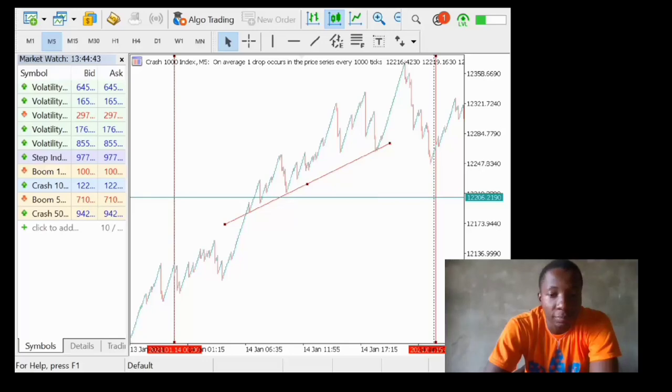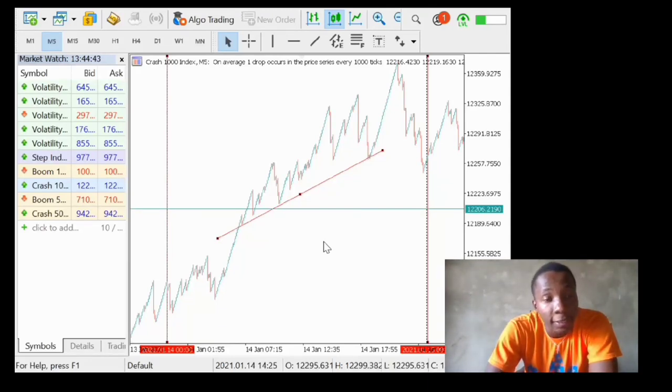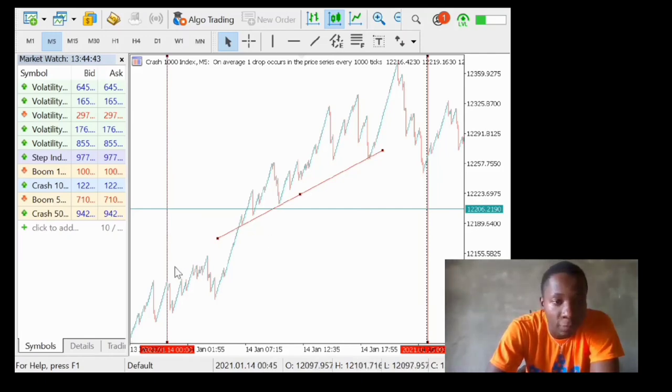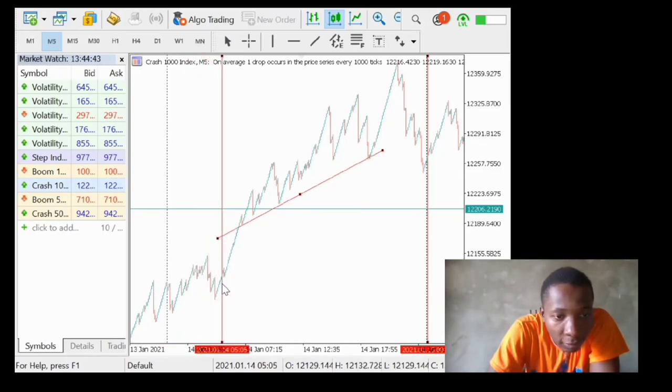Now look at this vertical line here. This marks the beginning of this day. This is 13th January, and this is where it ends. So this chart formed within a day, and I told you that the time to trade this strategy is from 5 a.m. GMT to 8 a.m. GMT. So now I want to take this to 5 a.m. Yes, this is 5 a.m.